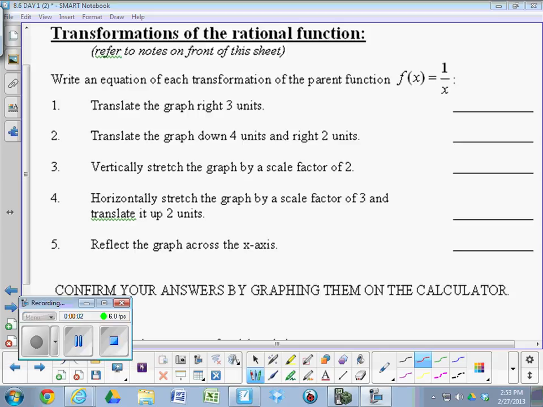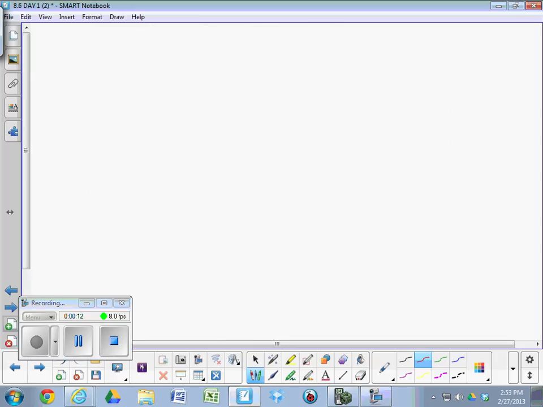This is the final piece of the puzzle for section 8.6, and we are going to do some basic transformations of 1 over x. Now, how would you take, let's do this, you don't have to write this down, just give me some feedback here. How would you take the square root of x and shift it right 3? Where would you put the minus 3? In here, right? That would go right 3.